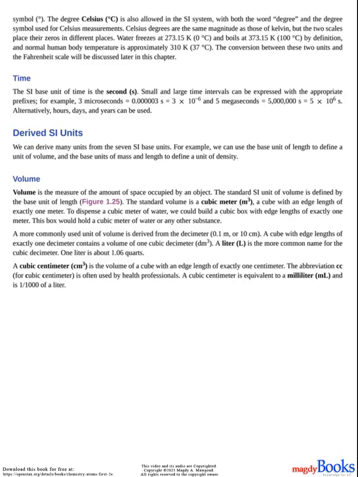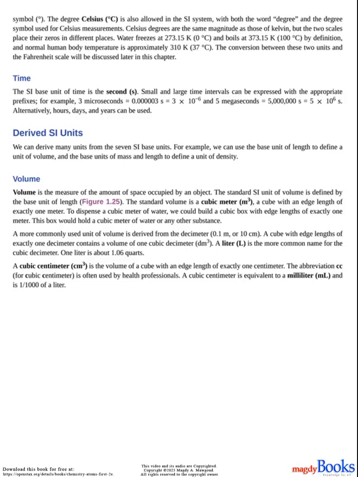D. Time. The SI base unit of time is the second, s. Small and large time intervals can be expressed with the appropriate prefixes, for example, 3 microseconds equals 0.000003 s equals 3 multiplied by 10 to the power of negative 6 seconds, and 5 megaseconds equals 5 million seconds equals 5 multiplied by 10 to the power of 6 seconds. Alternatively, hours, days, and years can be used.